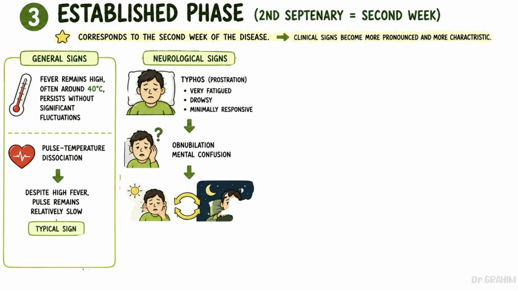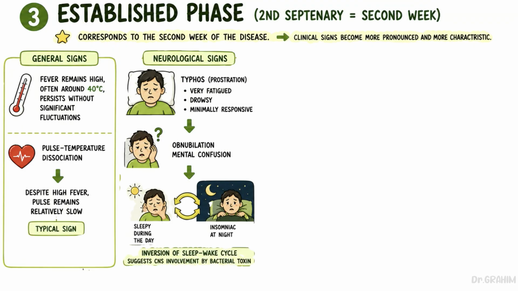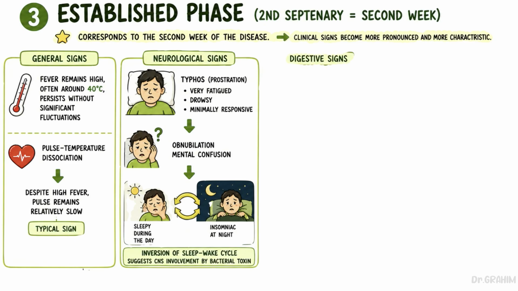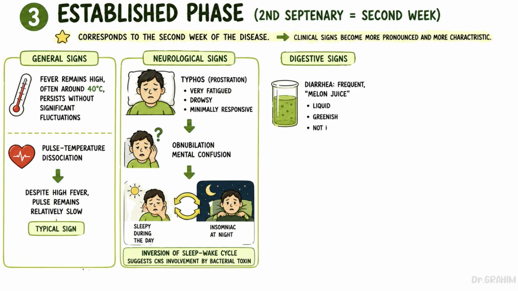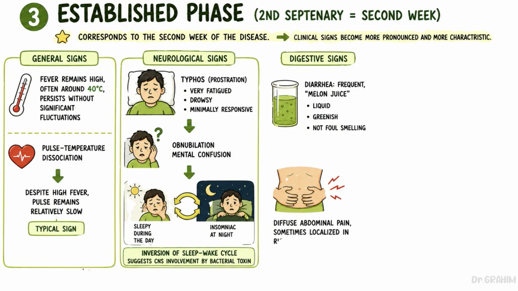A very suggestive sign is inversion of the sleep-wake cycle. The patient is sleepy during the day and insomniac at night, reflecting central nervous system involvement by the bacterial toxin. Diarrhea becomes more frequent and takes on a very characteristic appearance described as melon juice. It is liquid, greenish, and not strongly odorous. These diarrheas are often accompanied by diffuse abdominal pain.